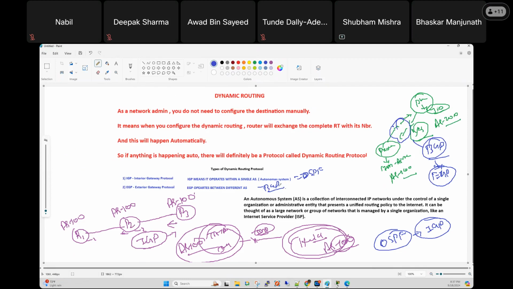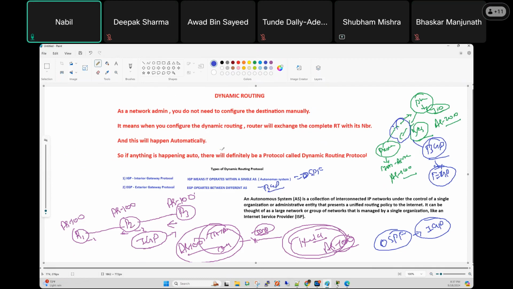Sir, at office level also OSPF is used, and communication with Airtel, this one uses BGP. Yes, at the ISP routers we are using BGP. Fine. Are you done?